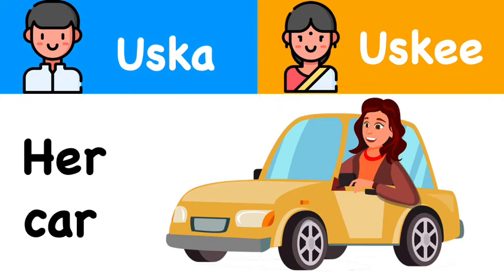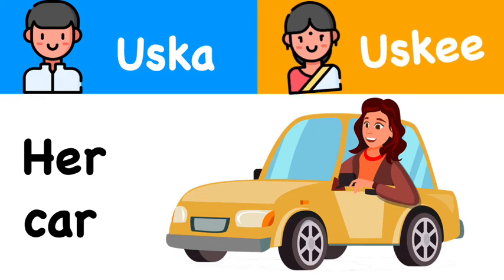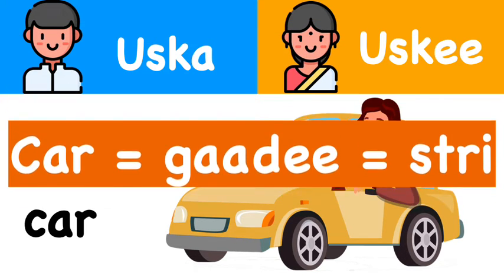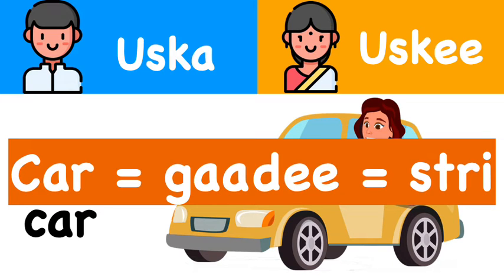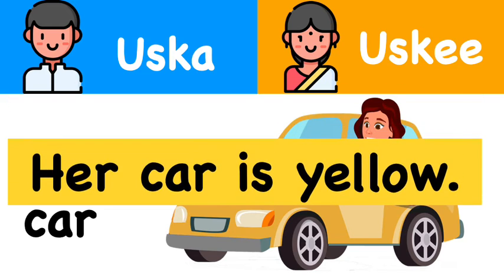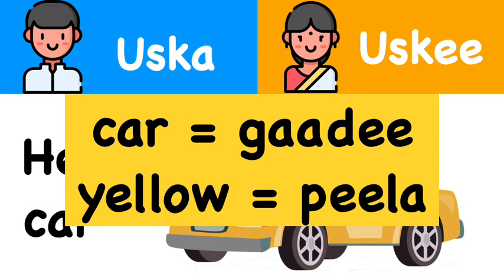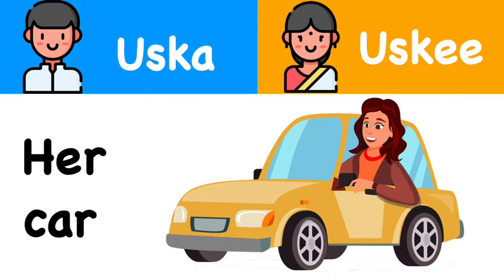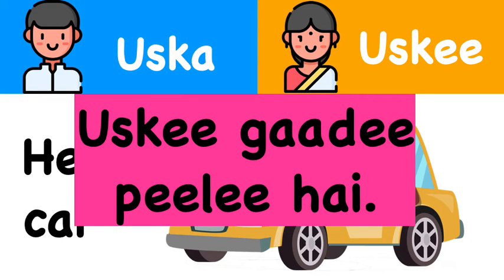Uski bhen. Her car. Okay, her car. Would it be Uska or Uski? It would be Uski. Why? Because car in Hindi is gadi. And you should immediately recognize then that gadi is a stree noun. All right, now let's do the sentence, her car is yellow. What is car and yellow in Hindi? Car is gadi, yellow is pila. So the sentence would become, Uski gadi pili hai.